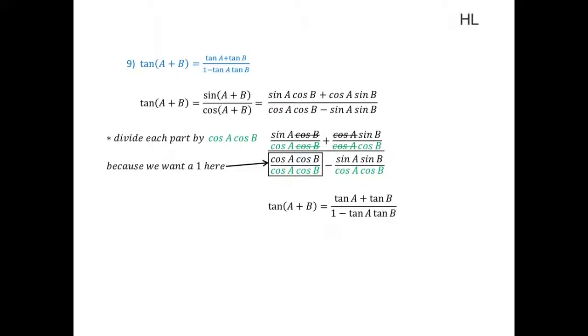And finally, our last proof is to prove that tan of a plus b is equal to tan a plus tan b all over 1 minus tan a tan b. Now, to start this proof, we're going to take the definition that we had before of tan, where we had tan of any angle theta is equal to sine of that angle theta over cosine of that angle theta.